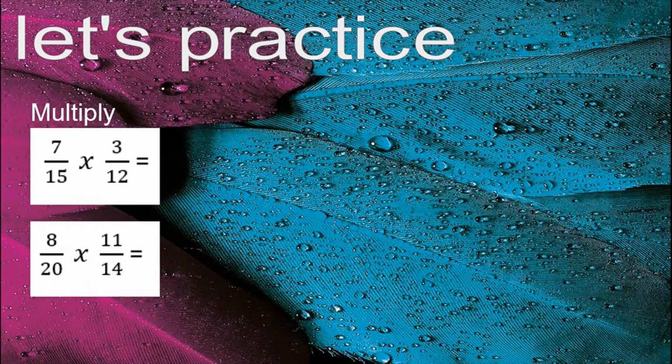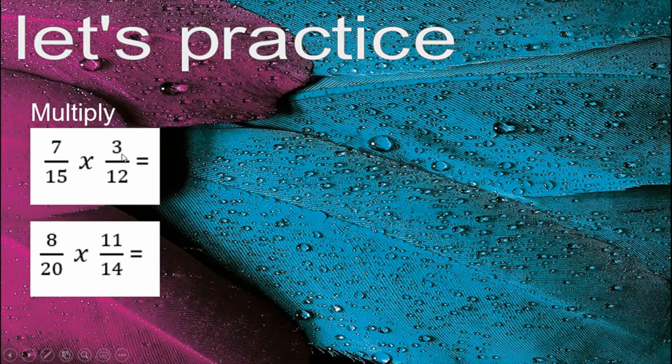Let's try this one. Let's multiply 7 over 15 times 3 over 12. In multiplying fractions, it's very easy compared to adding and subtracting fractions. Why? Because when we multiply fractions, all we have to do is multiply our numerators and multiply our denominators. So it is just like saying top times top, bottom times bottom. And if our answer can still be simplified, then we will simplify our answer.